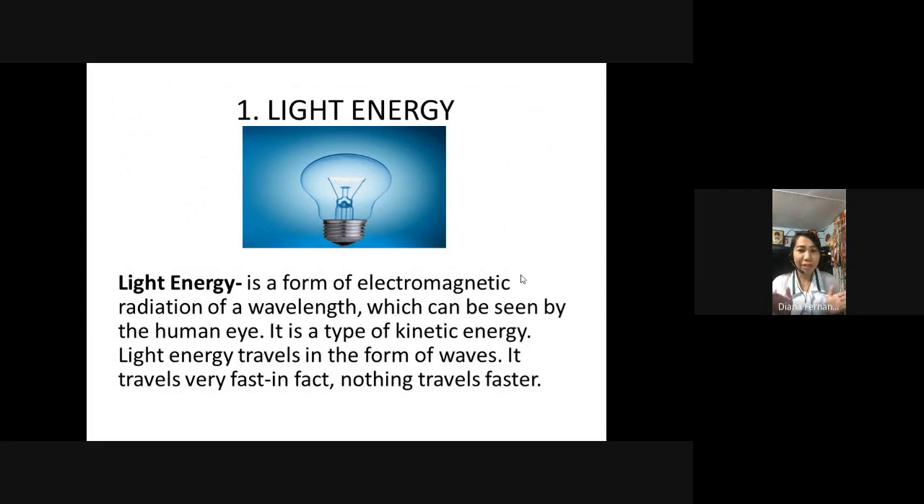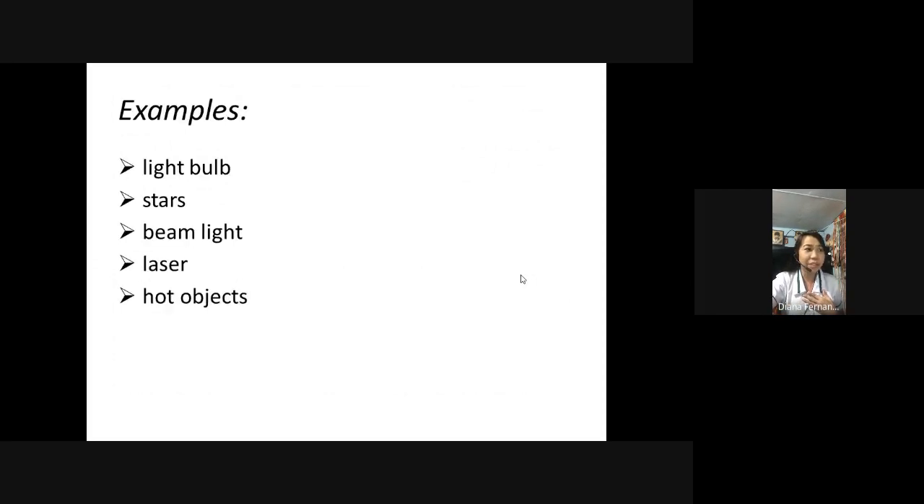Ayan. Para mas maintindihan natin, lahat ng nakikita natin in a form of light is an example of light energy. Okay, it is in a form of electromagnetic radiation of wavelength. So, let me give you the examples. We have light bulb, the stars, the beam light, the laser, and hot objects. Okay? Do you understand, class? Yes.